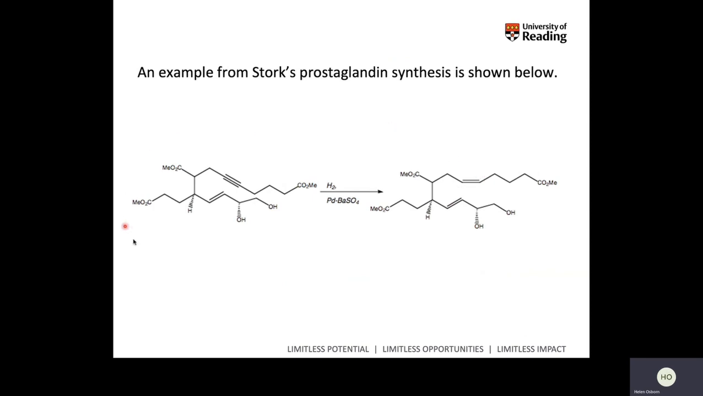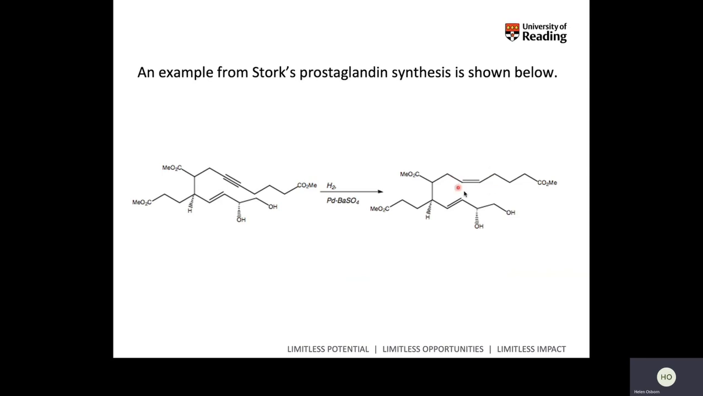So again, please don't ever think you'd have to draw this molecule out. But what I'm showing you is that this is a complex molecule and it's got an alkyne and it's got an alkene. In the presence of hydrogen and a poisoned catalyst, this is a slightly different poisoned catalyst, we know we're only going to be able to reduce alkynes. So we add our hydrogen to the same side of the alkyne to give the alkene.